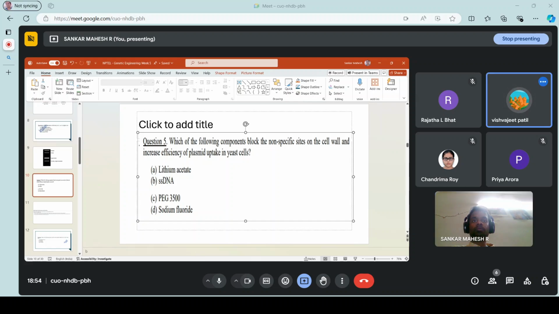Sir, can I? Yeah, sure. So option B is the wrong option. Option B, single-stranded DNA, is it? Yes, sir. Okay, why do you think so? Because it is a single-stranded DNA, no? So it cannot block the cell wall. It's saying non-specific sites, so that means you don't have any specific region. So single-stranded DNA also has this phosphate backbone, right?